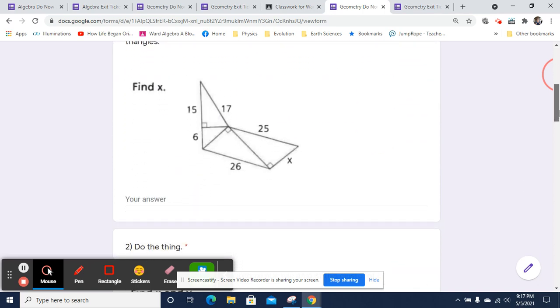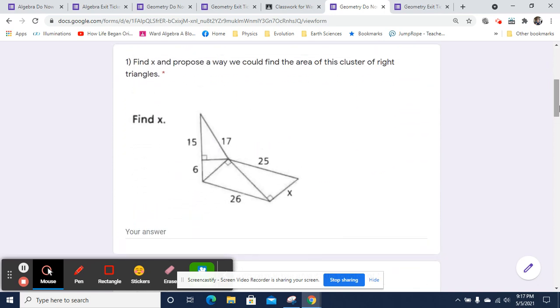So let's start with this. I'm going to find x here, and we want to propose some way we might find the area of this cluster of right triangles. To start, let's analyze the triangle sides we've got. We've got a 15 and a 17. The 17 is a hypotenuse, so this one smells a lot like the 8, 15, 17 right triangle. So I'm going to say this is 8 because this is a Pythagorean triple.